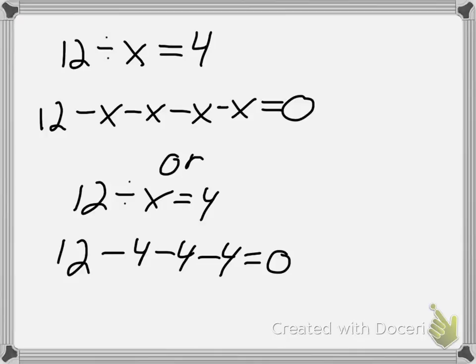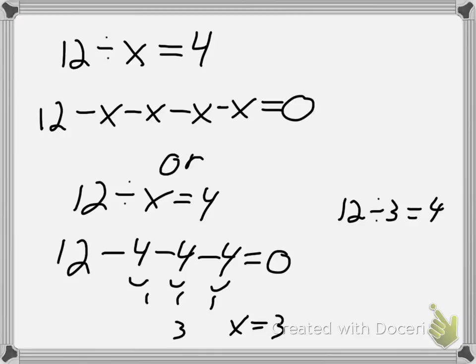And now I can be thinking to myself, how many 4s did I actually subtract here? Well, I did 1, 1, 1, which gives us a total of 3. So my x is going to end up equaling 3 here. And if I go back and check, 12 divided by 3 does equal 4. That works out. There's my x.